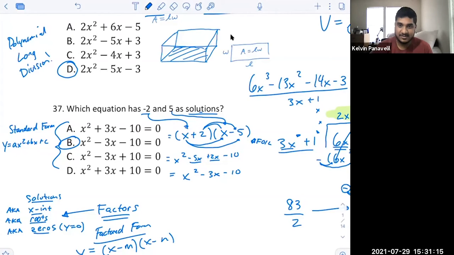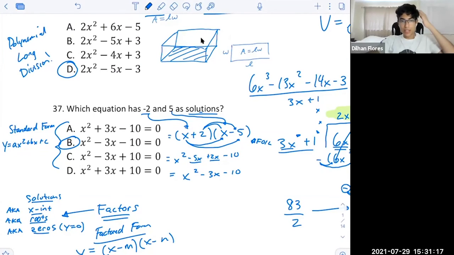Dylan, do you want to add to that? Yeah, so I saw someone in the chat ask, couldn't we plug in -2 and 5 into the equations? We definitely can do that. If you're not sure where to go with a specific question, plugging in values is going to be your best bet. But the thing is that takes a really long time.